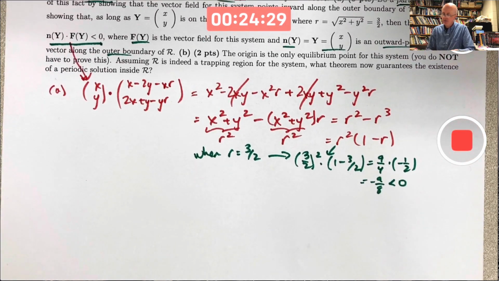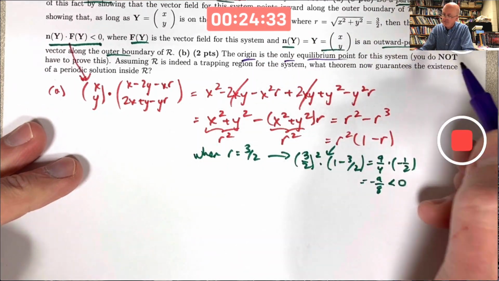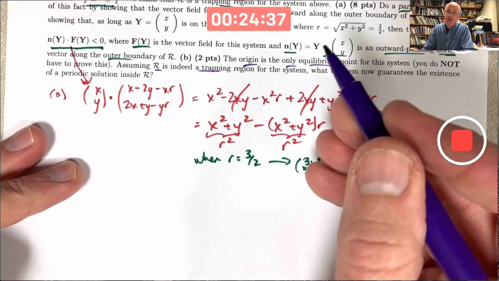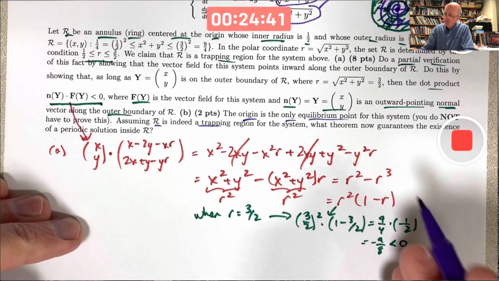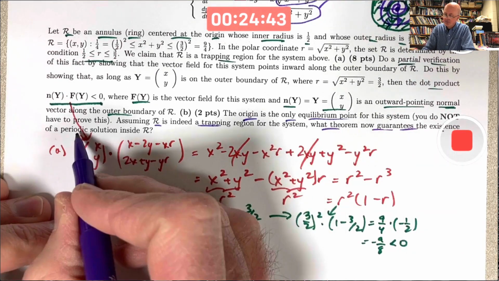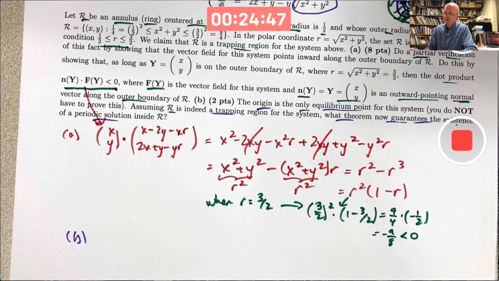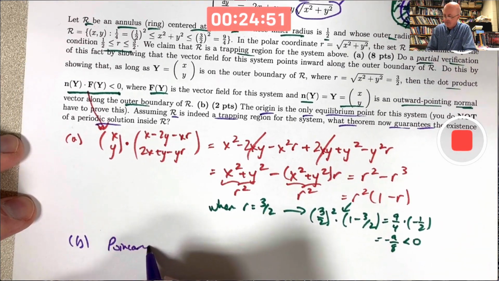Part B, the only equilibrium point is the origin. Only equilibrium point. Assuming R is indeed a trapping region, so you verify that it's pointing inward along the inner boundary as well, what theorem now guarantees the existence of a periodic solution inside of R? Now, I'm only requiring my students to just say the name of the theorem, and it's called the Poincare-Bendixson Theorem.